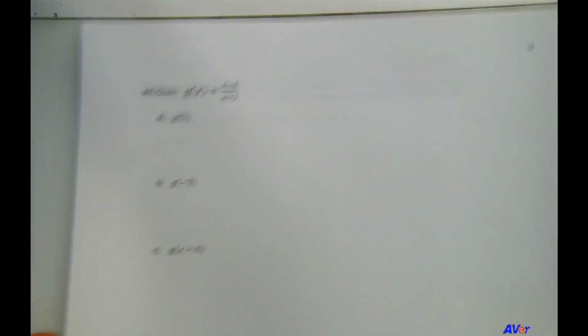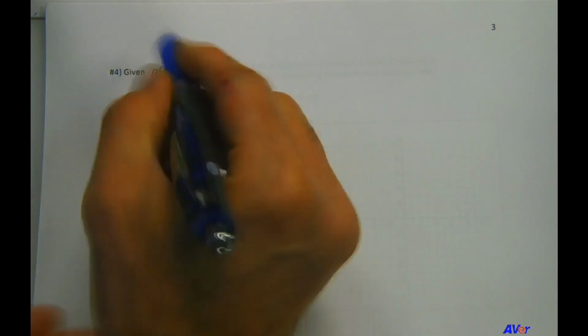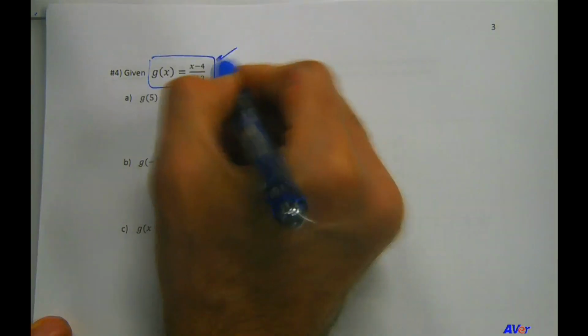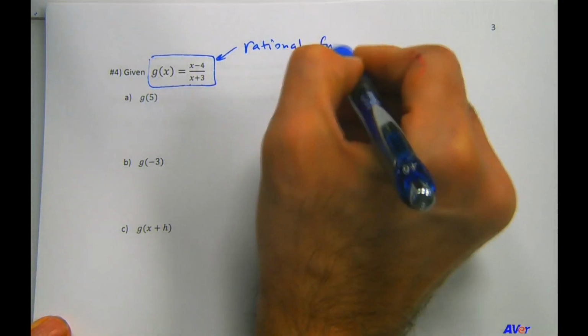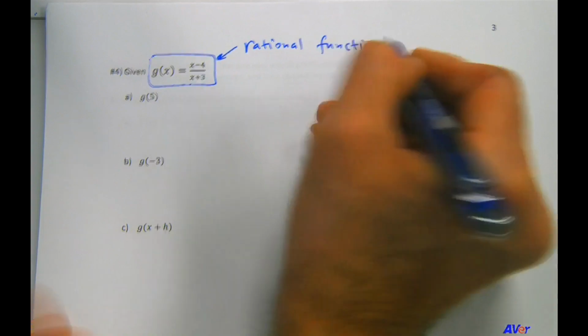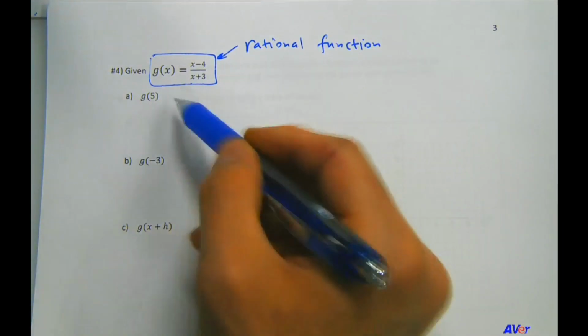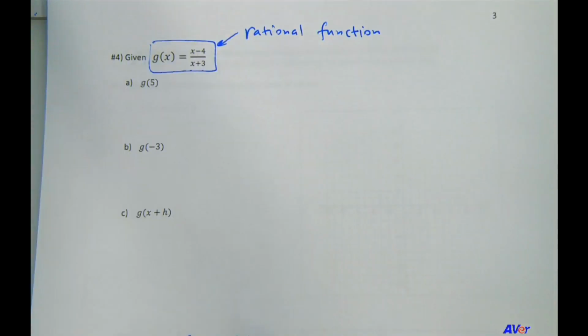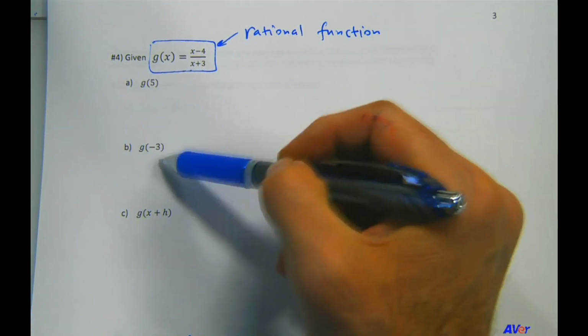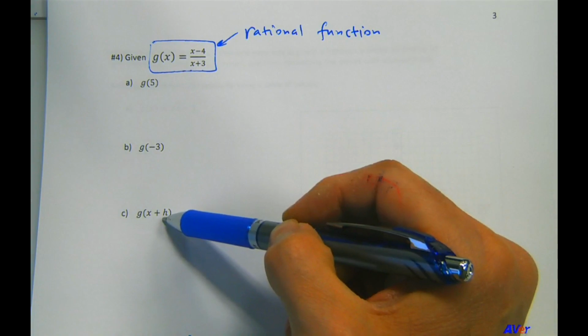So here we have what is called a rational function. We're asked to evaluate this rational function at these 3 values. I mean, 2 of them are values. The third one is just other variables.